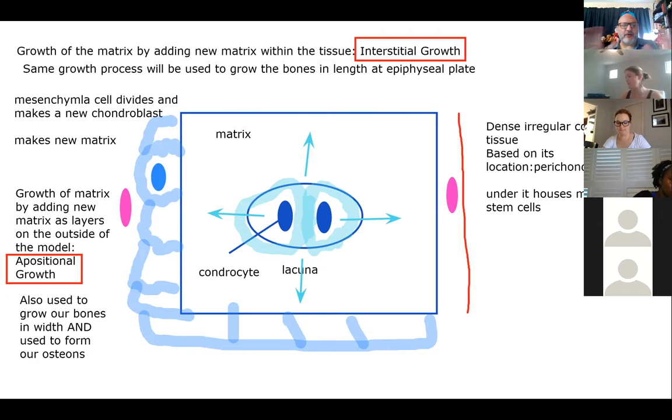And I'll try to limit how much writing I do just so we can focus on the images and understanding this. Obviously, you can't draw this on the exam, but you need to be able to describe it in steps. But that's what we need to do. All right.